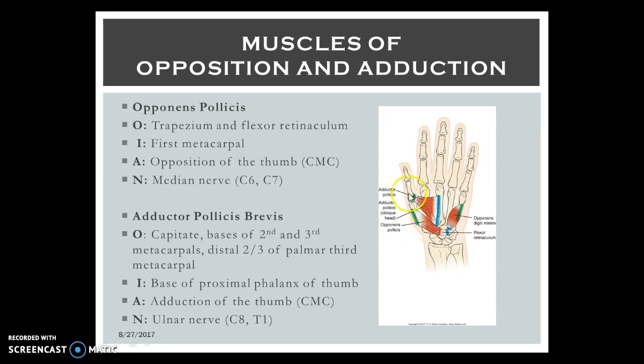The adductor pollicis is right here. It originates on the capitate and the bases of the second and third metacarpals and the palmar third metacarpal. Okay, so it's the bases of the second and third, and then the palmar surface of the third metacarpal. Yikes. It inserts on the proximal phalanx of the thumb. It does adduction of the thumb and is innervated by the ulnar nerve.